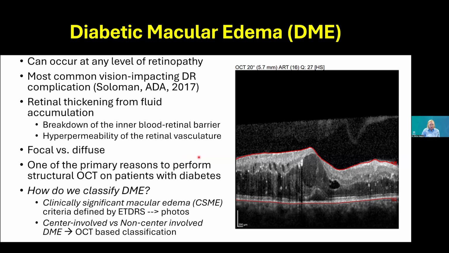And this has really been historically one of the primary reasons why we've been using OCT so heavily in our patients with diabetes, because it allows us to better detect macular edema and allows us to really monitor it very well. And so how we're classifying DME is changing.